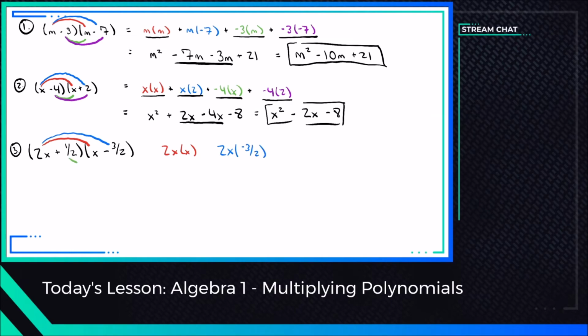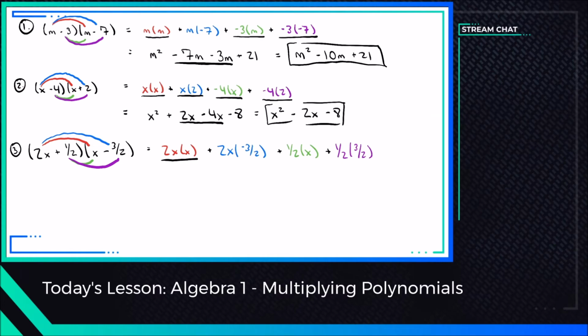And then we're going to multiply our inside terms. So that's a 1/2 multiplied by an x. And then finally, we're going to multiply our last terms. So that's going to be a 1/2 multiplied by 3/2. We're going to throw our plus signs in there. And so now we're just going to multiply everything through.